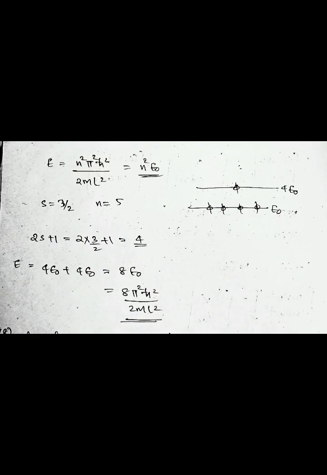So here the total energy is 4E0 plus. That means in the first energy level, that is E0, there are 4 particles. For each particle the energy is E0, so the total energy is 4E0, and in the upper level the energy is 4E0. That means the energy is 4E0 plus 4E0, which is equal to 8E0, which is equal to 8 pi square h cut square by 2 ml square. So here the value of n is equal to 8.